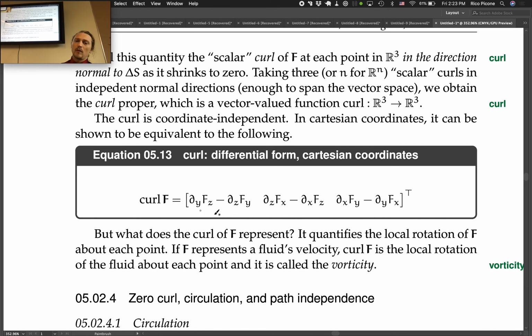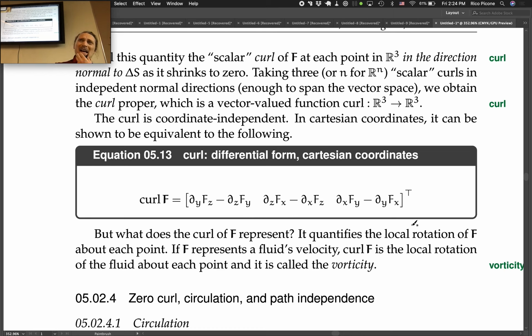So we have the x component being d f_z d y. So the z component of f is differentiated with respect to y. We subtract from that the y component of f differentiated with respect to z, and it's similar for the y component, similar for the z component.